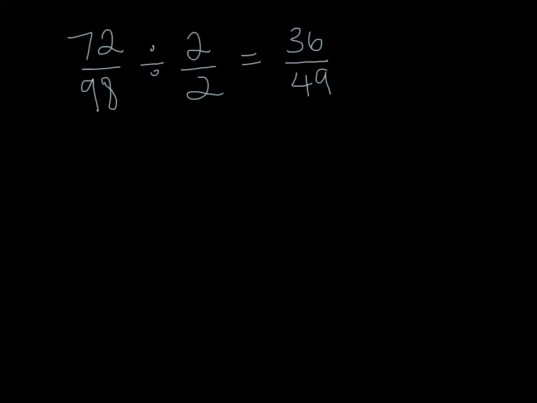So if we look at this fraction, 36 over 49, it can be written as a product of 6 over 7 times 6 over 7. In other words, 36 and 49 both have numerators and denominators that are perfect squares. So 36 over 49 is a perfect square.